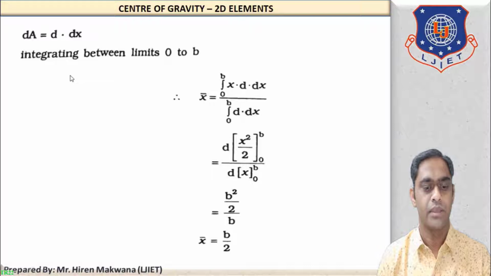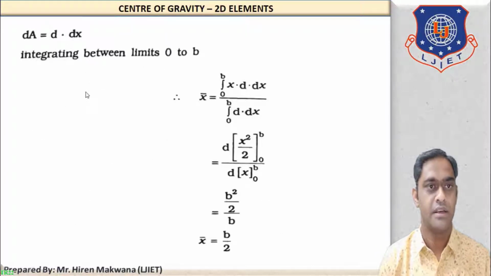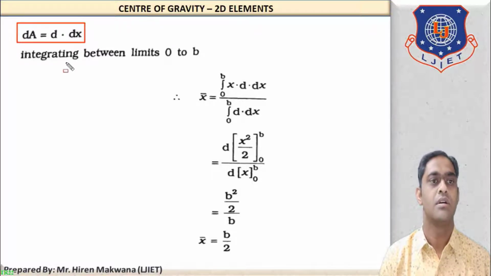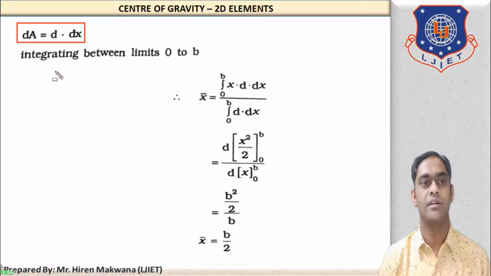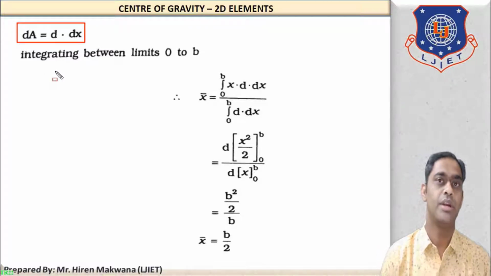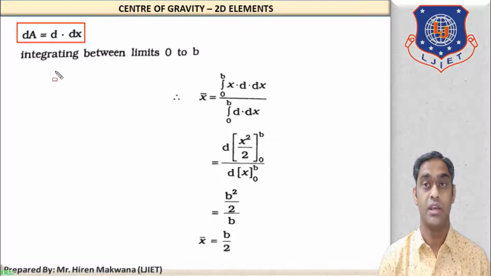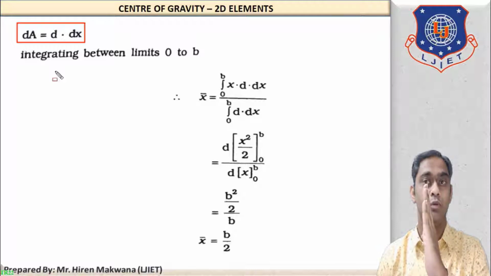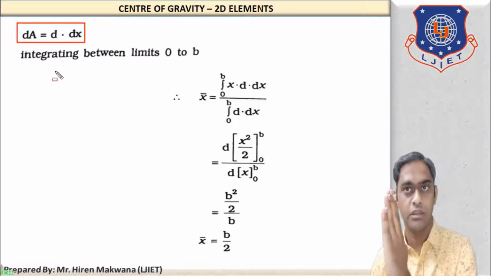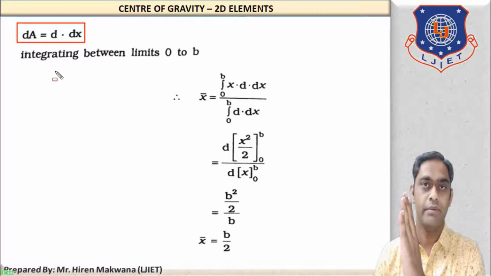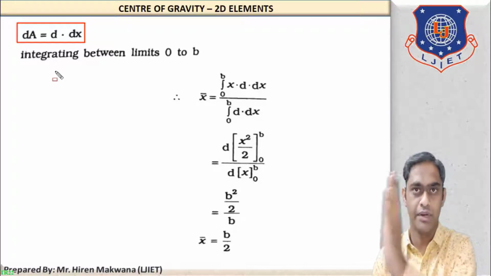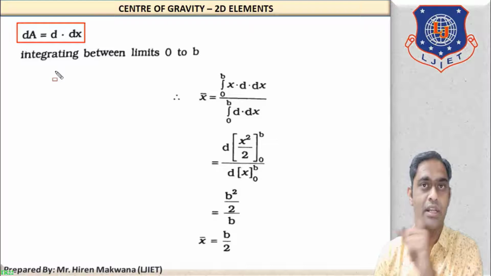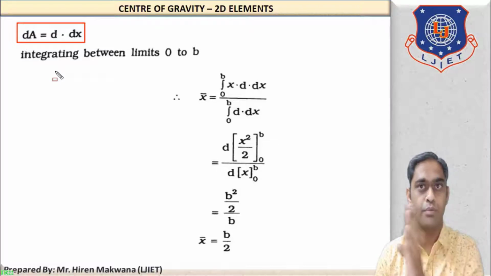Now let us calculate x bar. As I told you, dA is equal to d into dx for the area of the strip. Now we have to calculate x bar. For that, we have to integrate the same formula from 0 to b. Why is it from 0 to b? The strip is vertical, and it will be moving from the y-axis up to the width of the rectangle. The y-axis means 0, and the width means b. So the integration will be with respect to 0 to b.